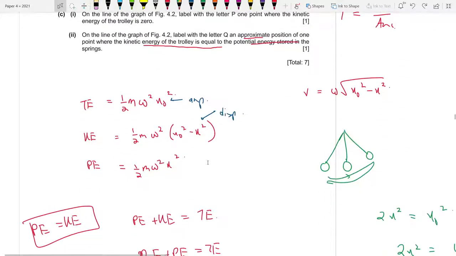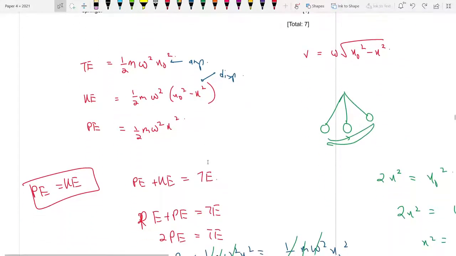So let's actually find it out. How are we going to do it? The potential energy is half m omega square x square, while the kinetic energy is half m omega square (x naught square minus x square). How did I get this? We know that velocity at any point is omega root over (x naught square minus x square), and KE is half m v square.